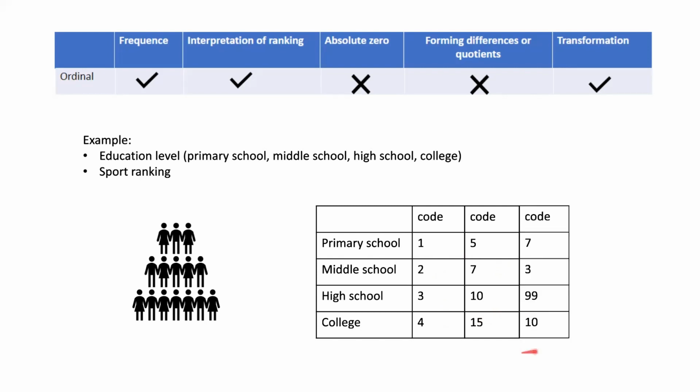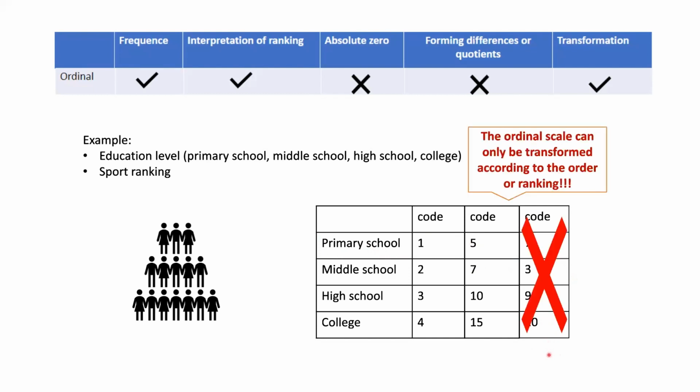But like this one, as you can see, the number 7 is higher than the number 3. Actually, the primary school has a lower education level than the middle school. So this code is not correct. And this is also the same for these 2 levels. It's not correct because the ordinal scale can be transformed only according to the order of the ranking. Otherwise, it's not correct.